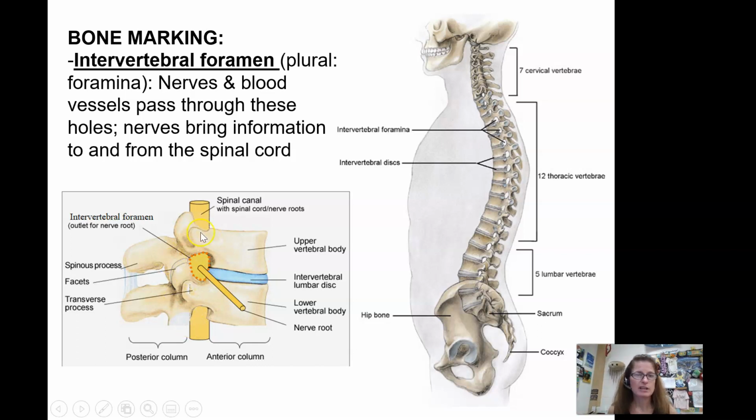And so these are going to be those on-ramps and off-ramps, so that nerves can get into the spinal cord to go up to the brain, or nerves can come out of the spinal cord to take information away from the brain. And so you have to have these openings to do that. So there'll be nerves and also blood vessels as well.